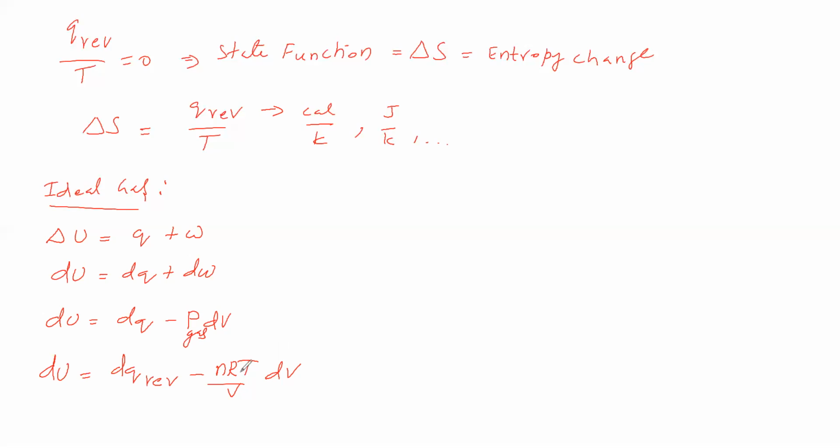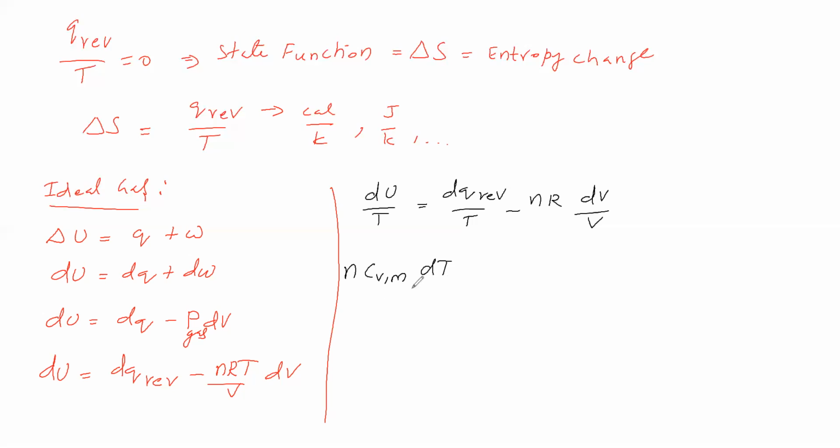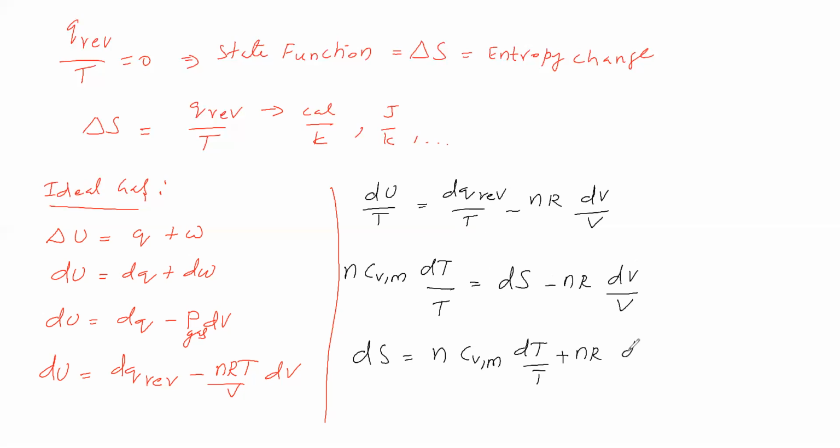Next we will divide the whole equation by T. Therefore, dU by T is equal to dq reversible by T minus nR dV by V. For dU we substitute n CVm dT, so dU by T is n CVm dT by T. Then dq reversible by T is dS, where S is entropy, minus nR dV by V. Now we will interchange: dS is equal to n CVm dT by T plus nR dV by V.